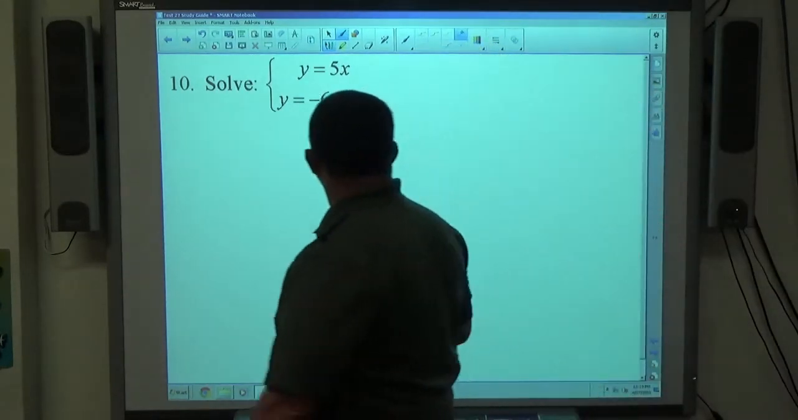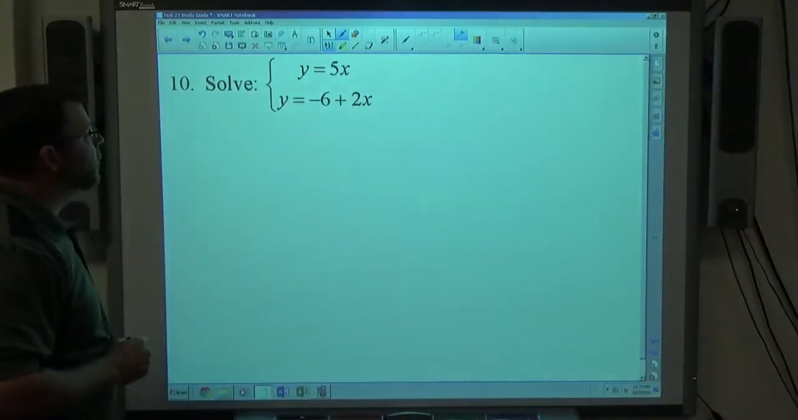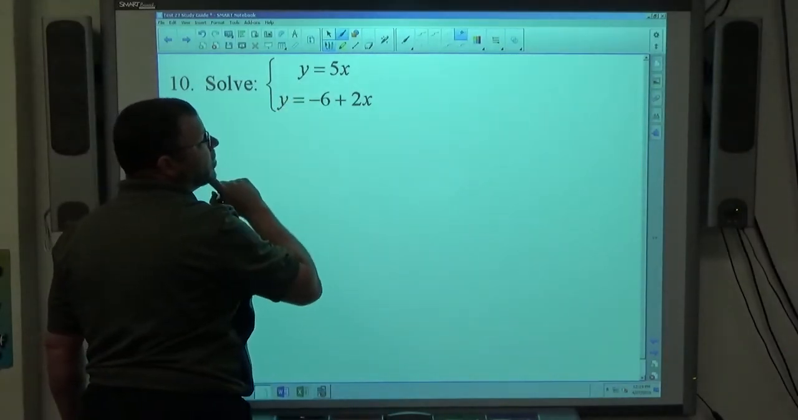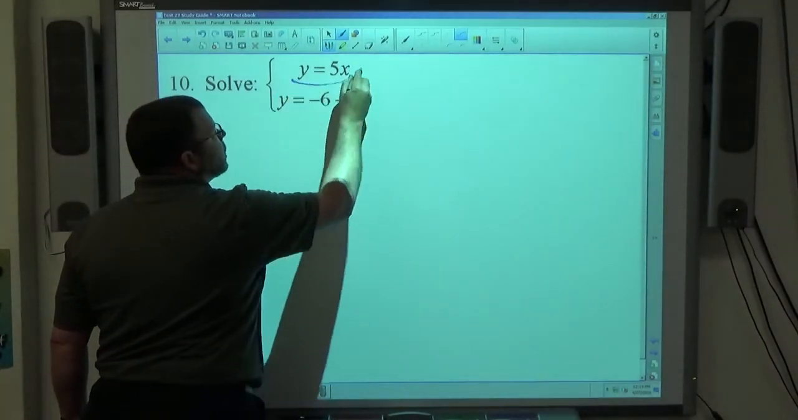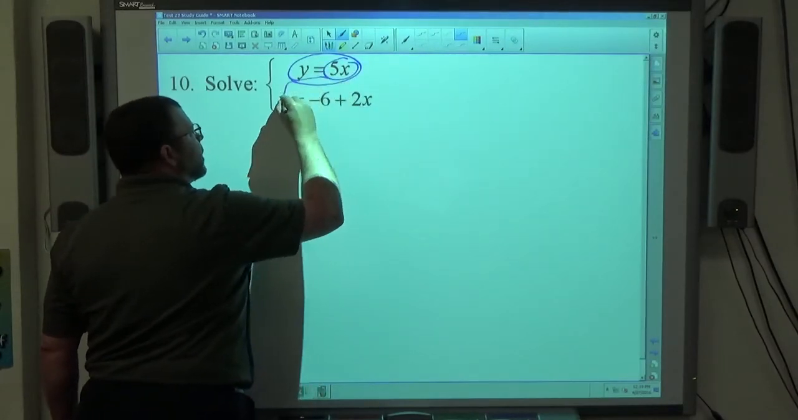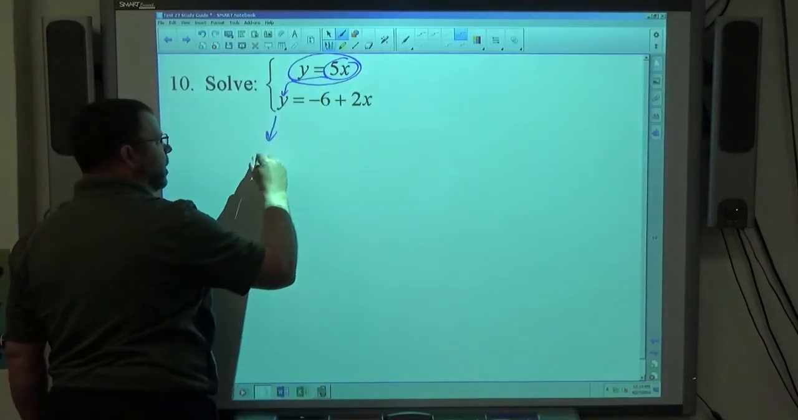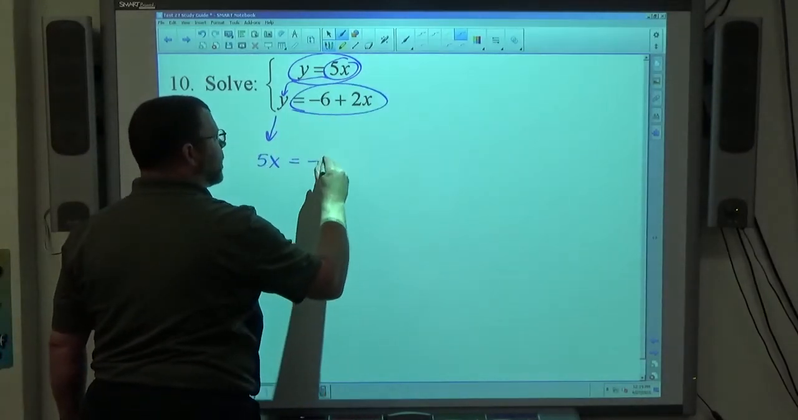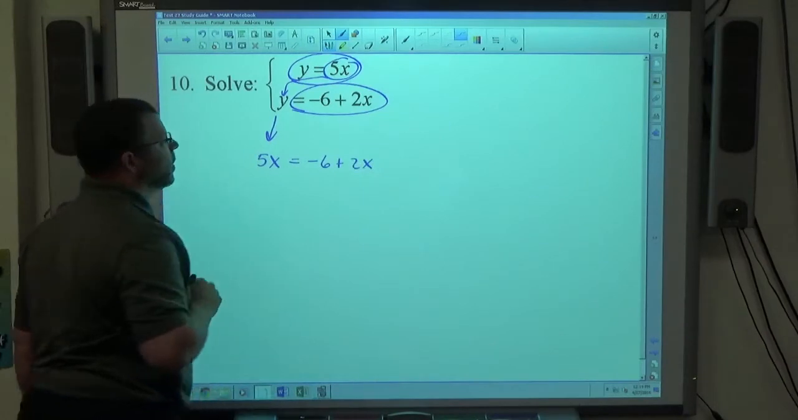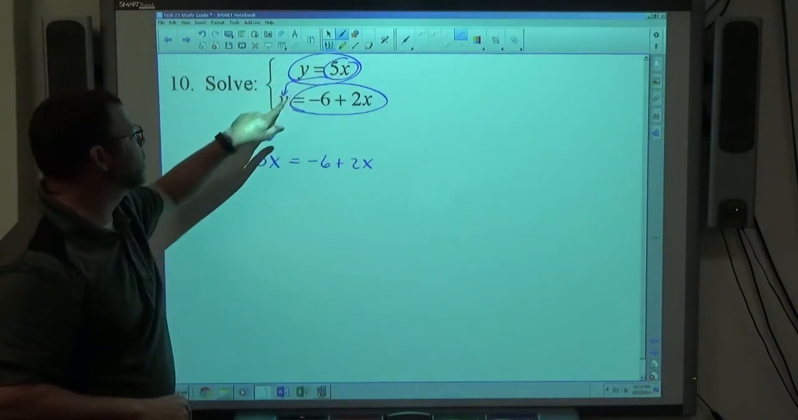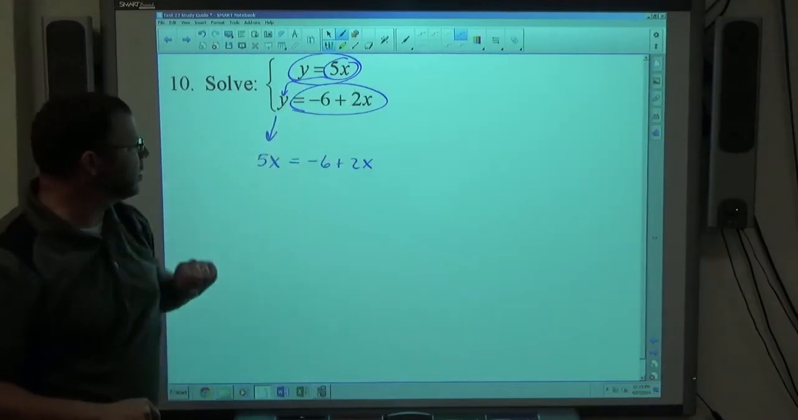Number 10. System of equations. We know y is equal to 5x, and also y is equal to -6 plus 2x. So if y is equal to 5x, then 5x itself can be put in place of that y right there. So this becomes 5x. All the rest of it stays as it is, -6 plus 2x. So just basic substitution, y equals that object replaces that y, everything else in the equation stays the same.